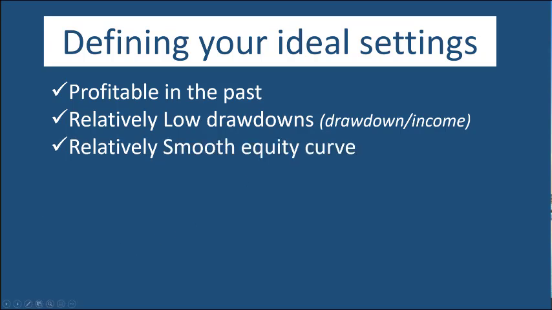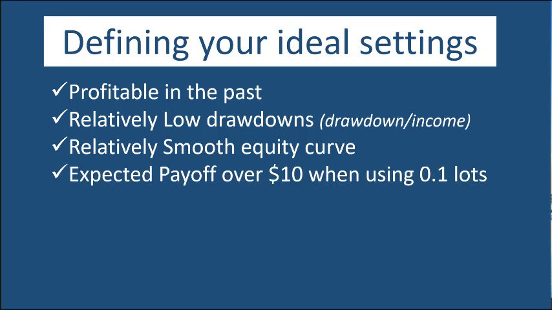Then I look at a relatively smooth equity curve. I don't want an equity curve that has huge dive downs, which represent drawdowns, in fact, and that type of thing. So that's important that the settings that you use have a relatively smooth equity curve. And I'm looking for a payoff of over $10 when using 0.1 lots. So in other words, the average gain on all transactions, the negative and the positives added together, should be over $10. And I'll show you a little bit more about that. That is quite a key ratio.